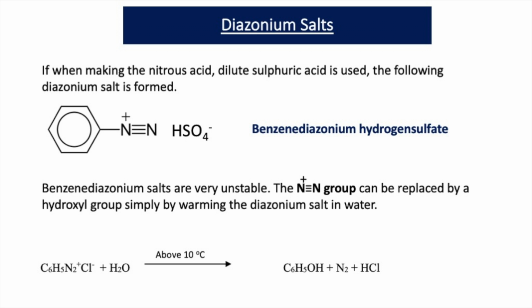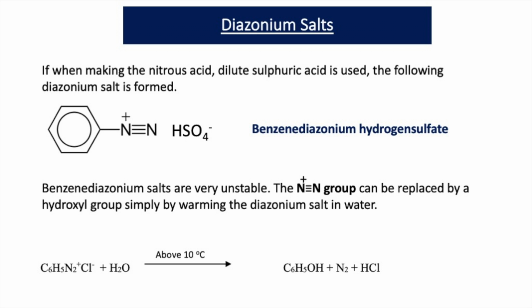Now, if when making the nitrous acid we use dilute sulfuric acid instead of dilute hydrochloric acid, the diazonium salt that will be formed will be called benzene diazonium hydrogen sulfate instead of benzene diazonium chloride, and it will have the following structure. So you can see from this slide that we have a benzene ring attached to an N2 with a triple bond between the two ends and a positive charge on the first nitrogen, and the counter ion is a hydrogen sulfate ion, which is HSO4 1-.